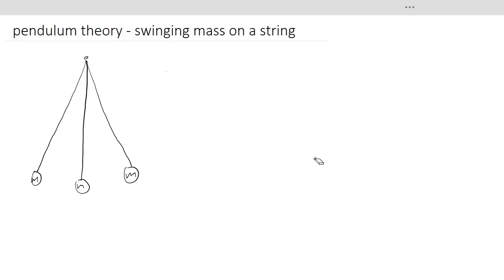Alright, welcome back. We're going to look at the swinging pendulum and see how mathematically we can set it up in such a way that it's pretty much identical to the mass moving up and down on a spring. And so let's consider I have a mass on a string of length L.